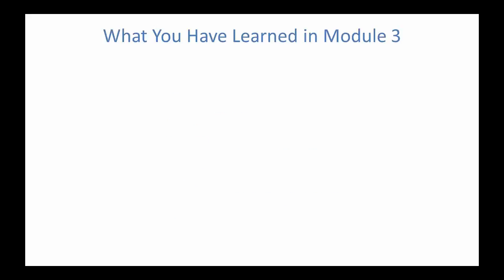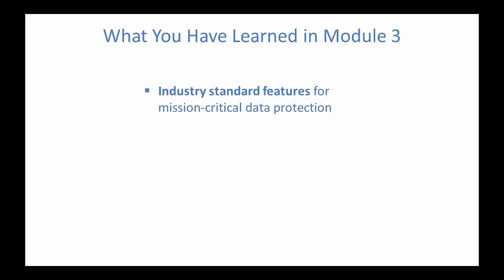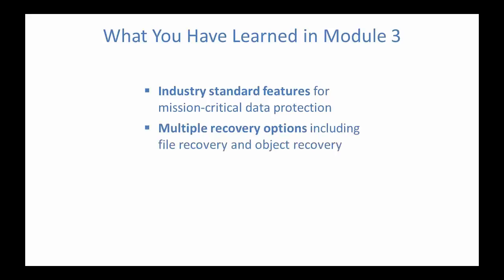Let's see what we have learned in the features module. First of all, we have industry standard feature set for mission-critical data protection. This is just backup and replication for VMware and Amazon. We have extensive recovery capabilities. You can recover files, you can recover individual Exchange or Active Directory objects, you can run Flash VM boot to quickly spin up a VM, and you can also do full recovery or replica recovery.